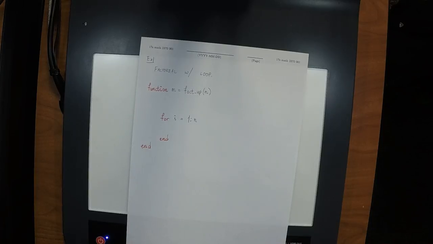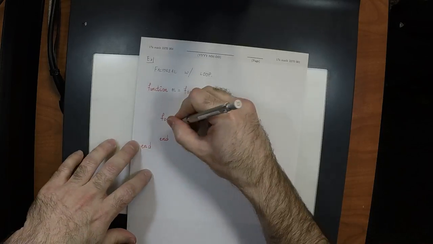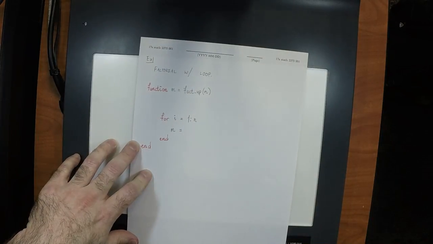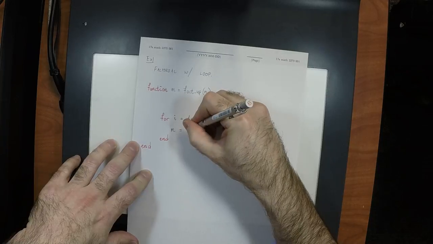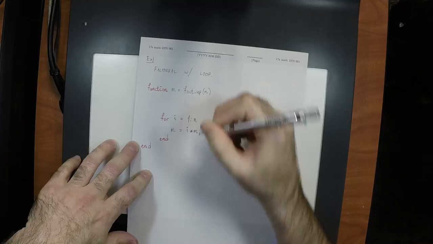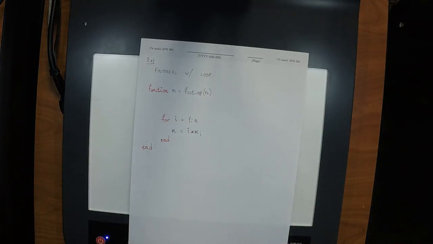Okay, so what should we be doing inside of the loop? What should we be doing? M is equal to what now? I times M. Okay. So let's think about this. Let's see if this passes muster.